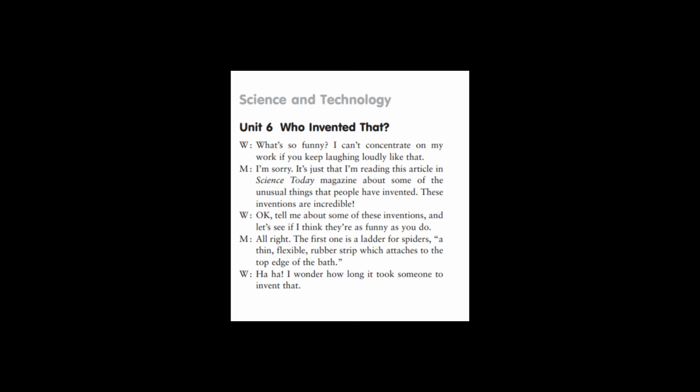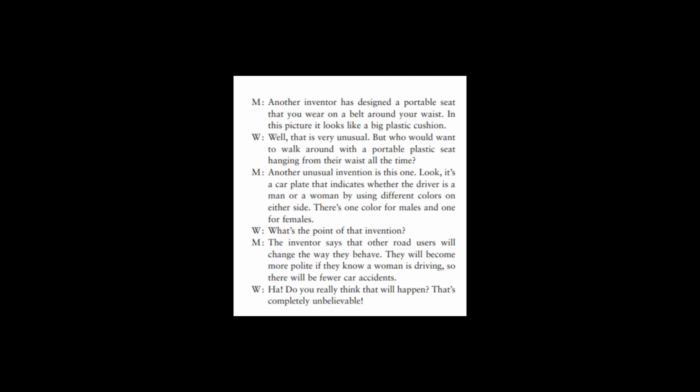Haha, I wonder how long it took someone to invent that. Another inventor has designed a portable seat that you wear on a belt around your waist. In this picture, it looks like a big plastic cushion. Well, that is very unusual, but who would want to walk around with a portable plastic seat hanging from their waist all the time? Another unusual invention is this one. Look, it's a car plate that indicates whether the driver is a man or a woman by using different colors on either side. There's one color for males and one for females.